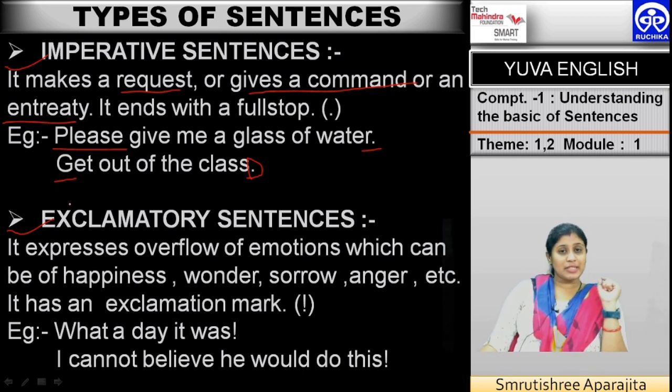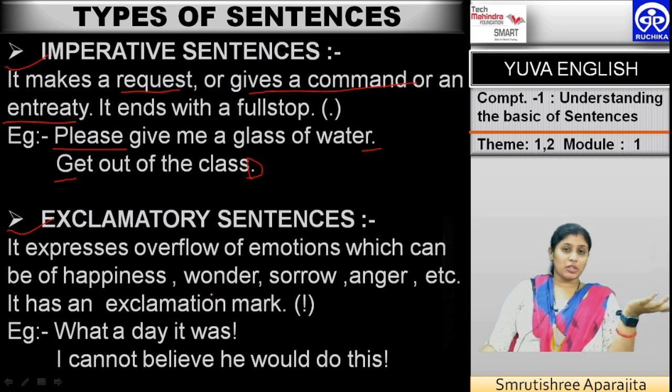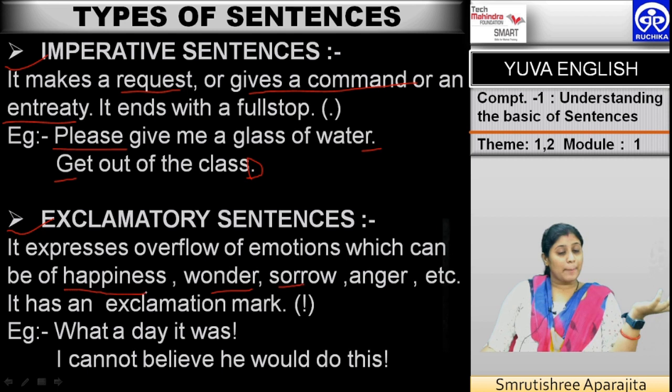So exclamatory sentences express an overflow of emotions, which can be of happiness. You are very happy, you have got a surprise and you are full of wonder. Oh my God, what a beautiful surprise I got! Now sorrow: you are very sad, right? Your happiness, your wonder, you're surprised; your sorrow, you're sad. Oh my God, my pet dog died!